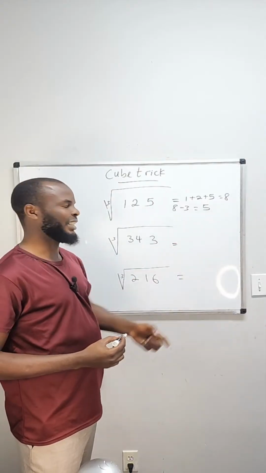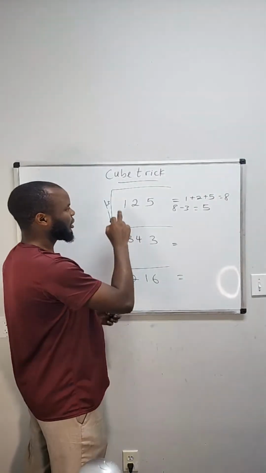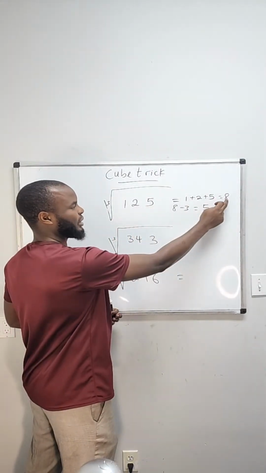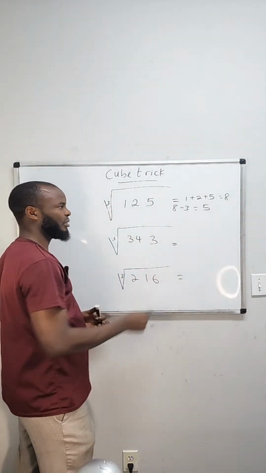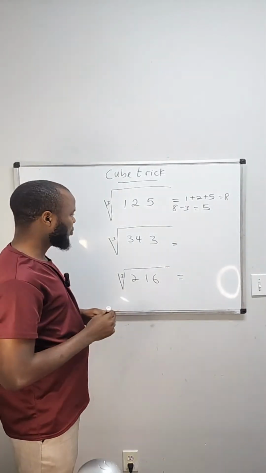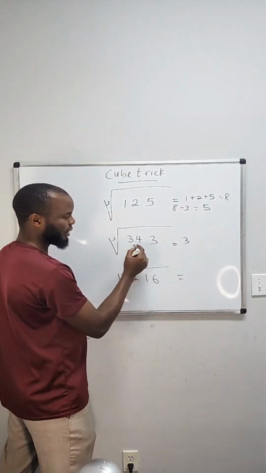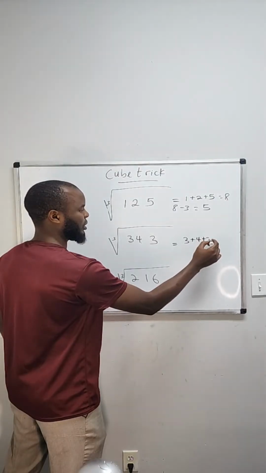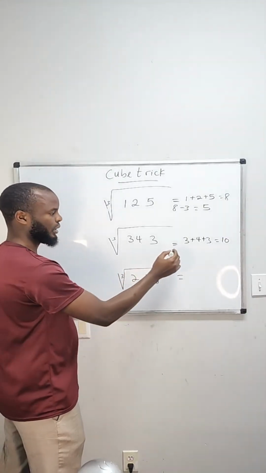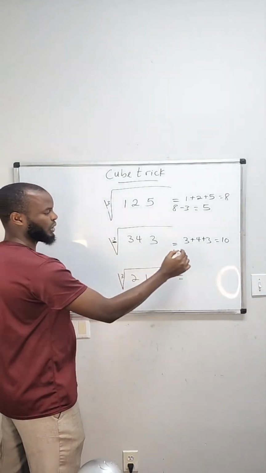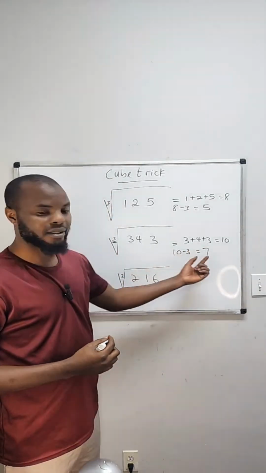Do you get it? Let me explain again. Look at the digits 1, 2, 5. 1 plus 2 plus 5 gives 8. You just take away the root, which is 3. We have 5. Let's do the second part. Cube root of 343. We have 3 plus 4 plus 3 gives 10. Just take away this root, which is 3, and this gives 7. The cube root of 343 is 7.